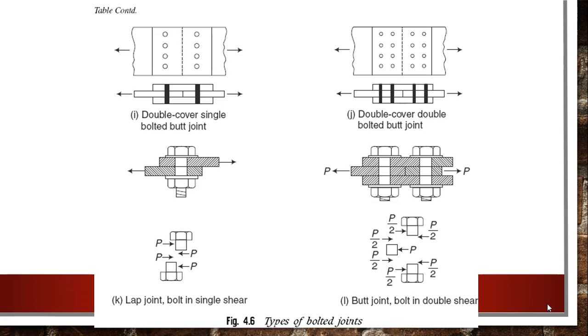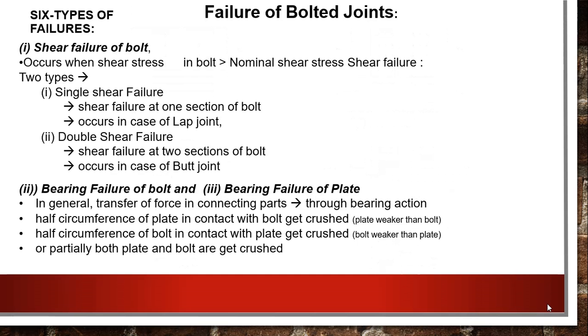So failure takes place in this way. As you can see, a force P, that is the tensile force, is applied at both the ends. Because of that the bolts fail in this manner. Next, the very important topic is the failure of bolted connection. There are 6 types of failures. One by one I am going to deal with them.